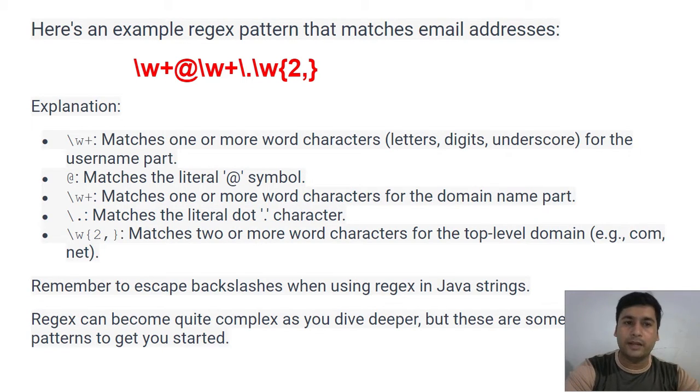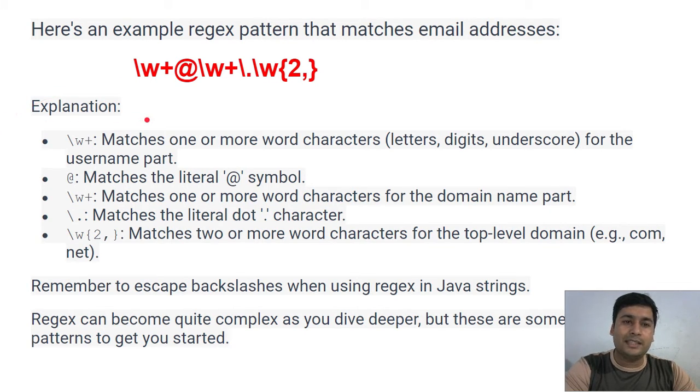Let's take one example, which is a regular expression pattern to match an email address. I hope everyone knows what an email address is and how it looks, and we want to validate it in our application or website. So how can we write it? We have \w+@\w+\.\w{2,}, and in the braces you write 2 comma nothing.